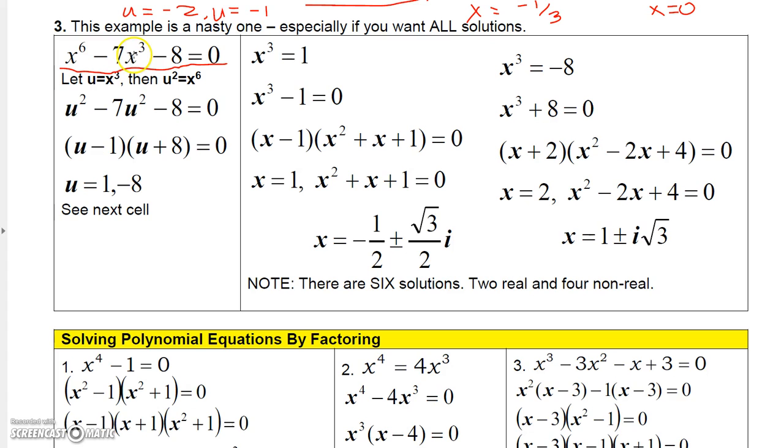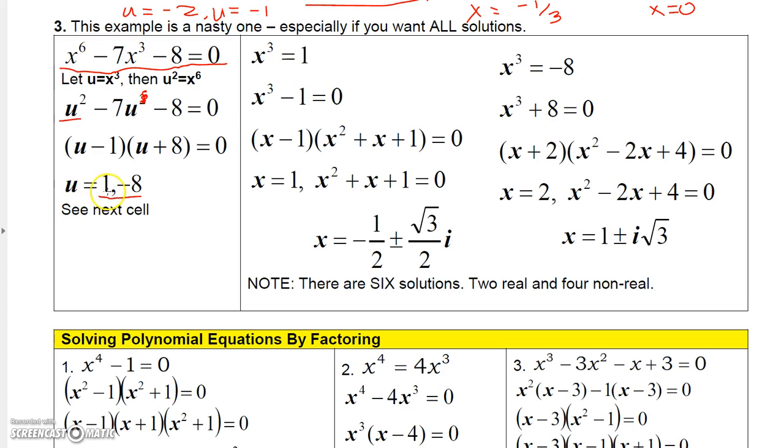So I could let u be x cubed, and then u squared is x to the 6th. So this is just going to be u squared minus 7u, all right, minus 8 equals 0. And now factor that, and you get u minus 8 times u plus 1. I mean, those are the factors. And you can set them equal to 0 and get u equals 1 and u equals negative 8. But u is x cubed, right?